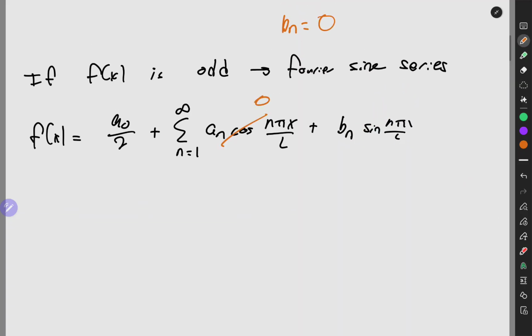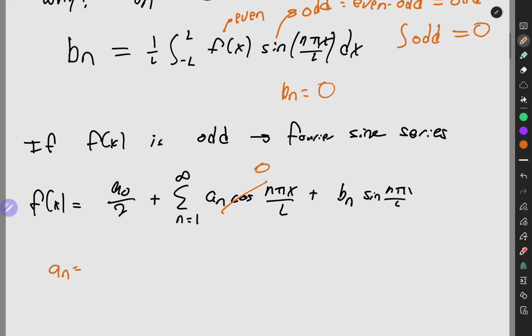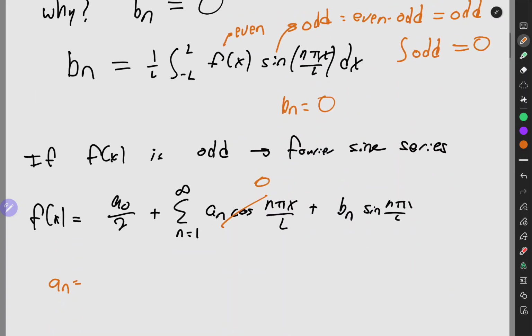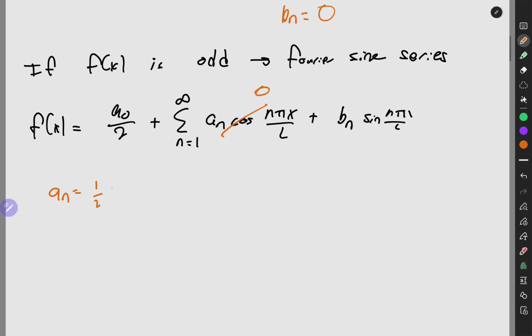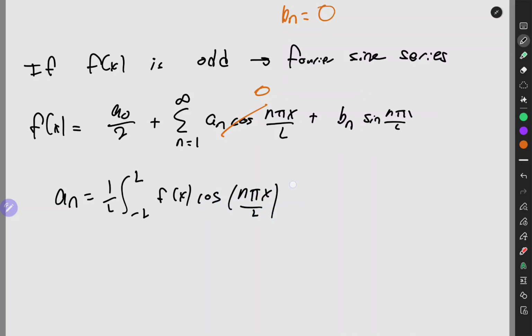This one would go to 0 because we know that a sub n is, let me look, a sub n is 1 over L integral from negative L to L of f of x cosine, n pi x over L dx. This should be in black.